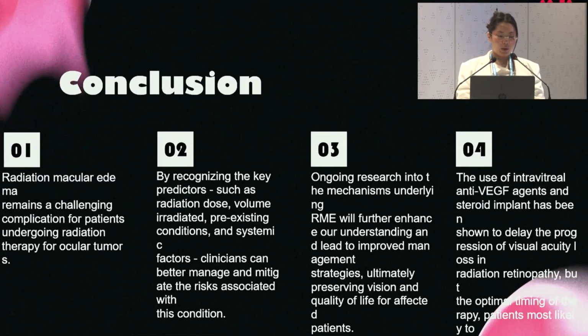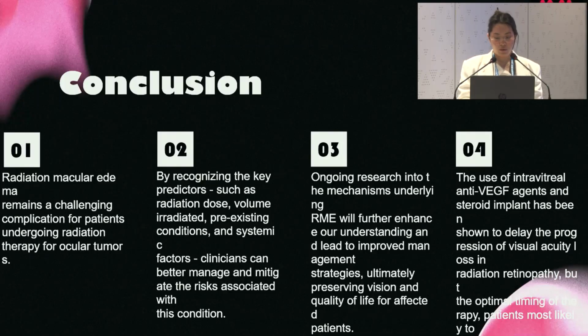In conclusion, radiation macular edema remains a challenging complication for patients undergoing radiation therapy for ocular tumors. By recognizing the key predictors such as radiation dose, radiated volume, pre-existing conditions, and systemic factors, clinicians can better manage and mitigate the risks associated with this condition. Ongoing research into the mechanisms underlying radiation macular edema will further enhance our understanding and lead to improved management strategies, ultimately preserving vision and quality of life for affected patients.